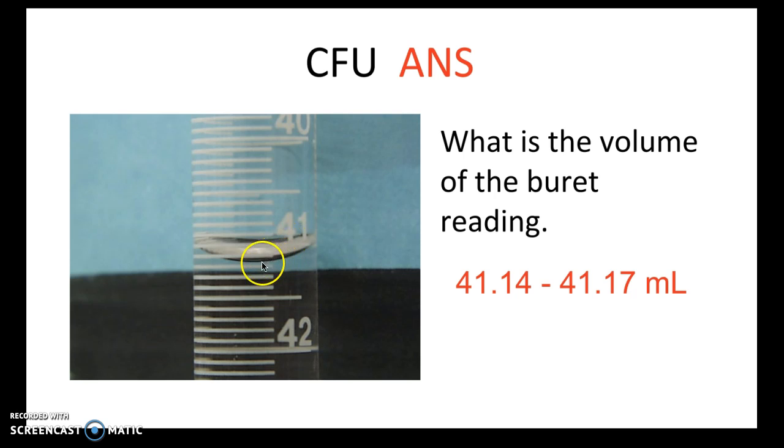And our meniscus, the bottom of our meniscus, is between the 41.1 and 41.2. And I would say it's about halfway between, but maybe you see a little less, maybe you see a little more. But at any rate, we're looking at the bottom of the meniscus, and we know it's between 41.1 and 41.2. And the key thing to remember is that the volume readings increase as you're going down.